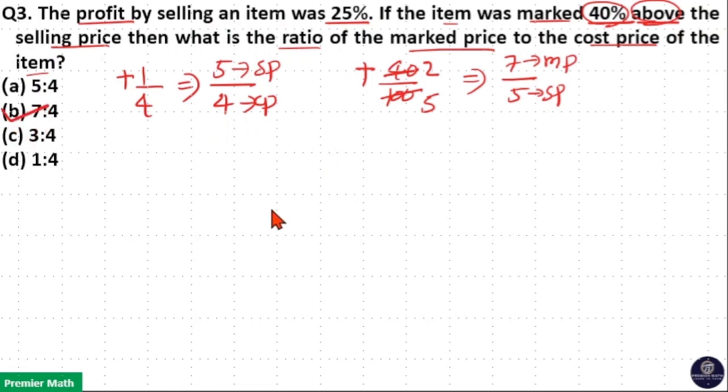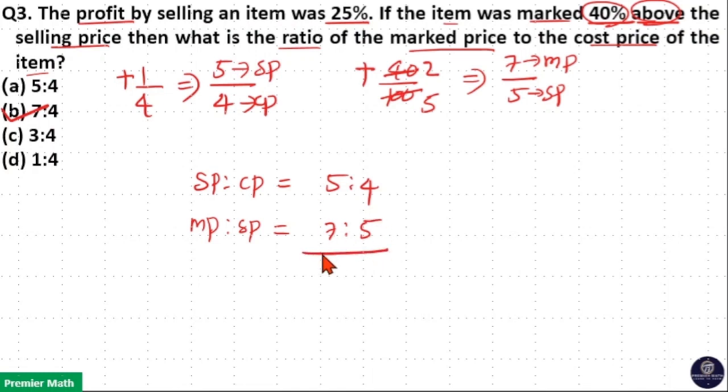Or you can take the ratio, that is sell price is to cost price is equal to 5:4 and mark price is to sell price is equal to 7:5. Now if you take the ratio, 5 cancel, 7:4 is the mark price is to cost price ratio. Here sell price cancel. So option B is your answer.